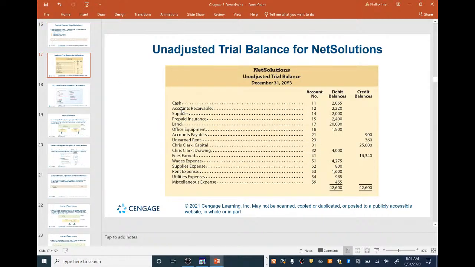So once again, we just want to plug in each relevant element, starting with assets. If you can see here, cash, accounts receivable, supplies, prepaid insurance, land, office equipment, all of these are assets, right? They're all debit balances, because remember, assets are original debit balances, okay?